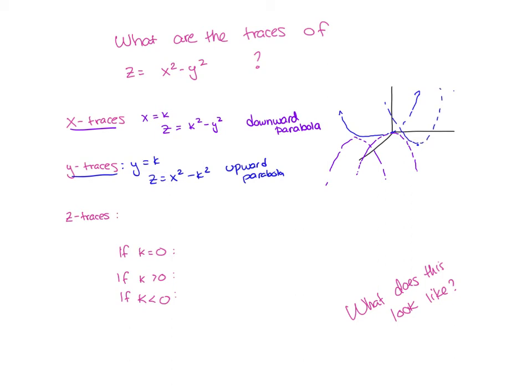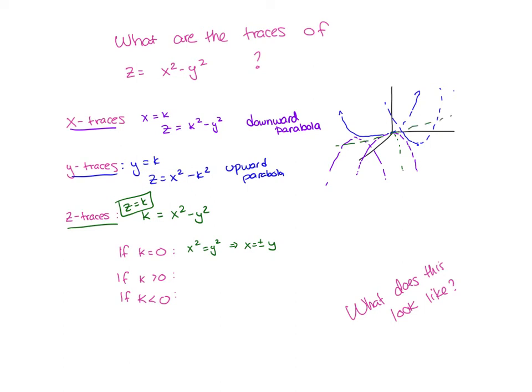And then my z traces are going to be a constant equals x squared minus y squared. Right here I let z be that constant. So if k equals 0, I'm just getting x squared equals y squared, or x equals plus or minus y. So I should see those straight lines, x equals y and x equals minus y.